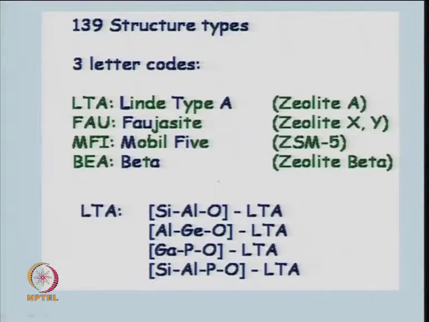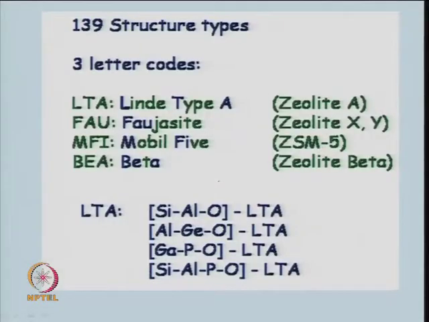Here, 139 structure types of zeolites are available, and even more than that may be available. The three-letter codes I mentioned: LTA refers to Linde Type A, Faujasite is represented by FAU, MFI is a kind of Mobil 5, BEA refers to beta zeolite. Different kinds of zeolites are available, like LTA zeolite A, and zeolite X and Y are in the Faujasite category. ZSM-5 is a well-known category of zeolite. Socony Mobil is the name given by the Mobil group, and zeolite beta is simply the name.